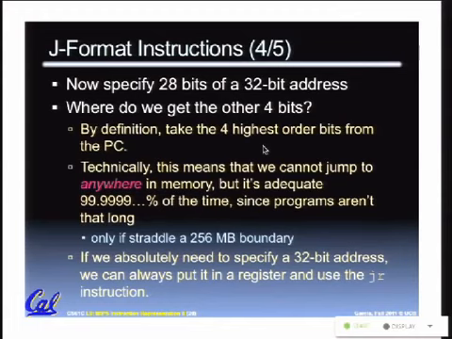And once in a while, we might want to jump to some other location really far away, right? So then we can just use JR. We can use load upper immediate and or immediate, put the address into a register, and then jump to that. So, yeah, question?